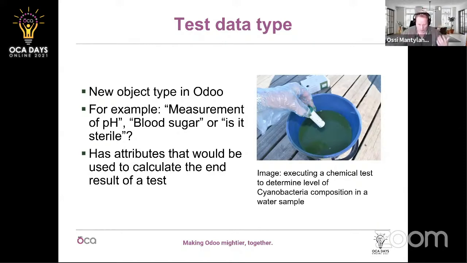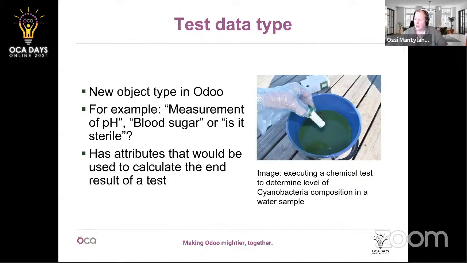In the laboratory environment, a test is something that you do. For example, you can measure the pH, or if you have a blood sample, you can check what the glucose level is, or even if you are thinking about managing syringes and petri dishes, then you must have a result: is this thing sterile or not? For these tests, I'm going to go a bit deeper in the next slides.